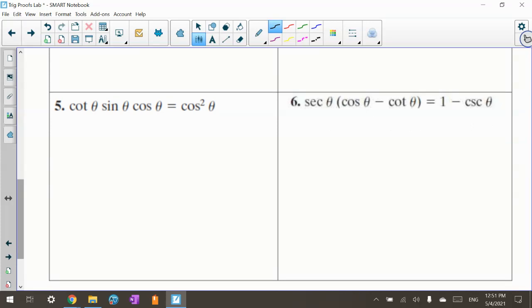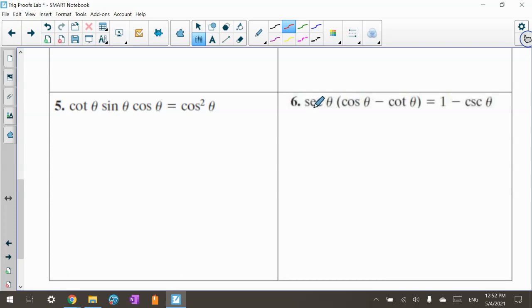number 6. Okay. So when I look at 6, the left looks much more complicated, so that's what I'm going to do. And I see that they have a cosine here and a cotangent and a secant, and there's a lot of ways you can do this, but I'm showing you one way. There could be many ways. I'm going to put everything in building blocks. So when I say that, I'm going to look at sine and cosine.